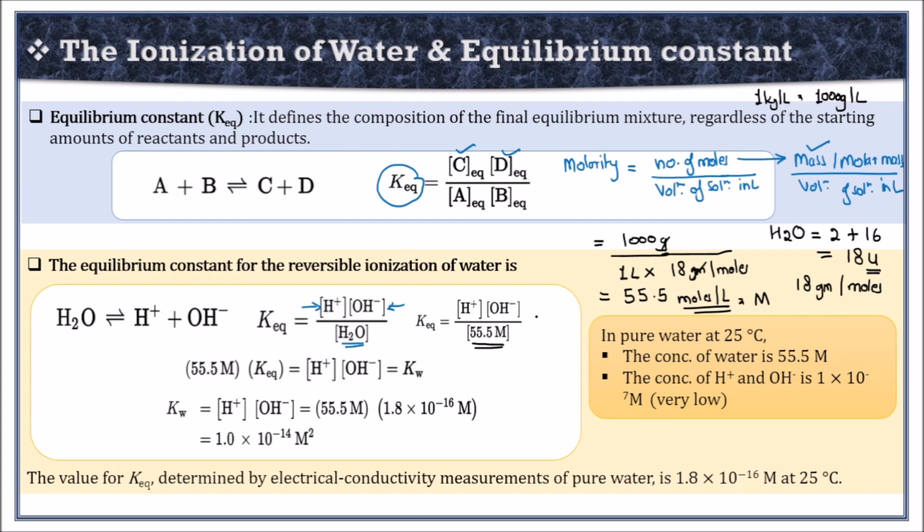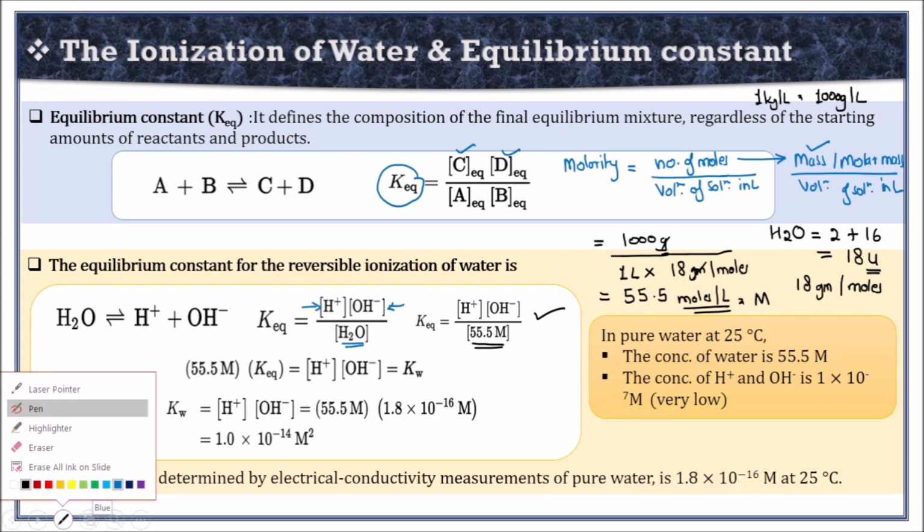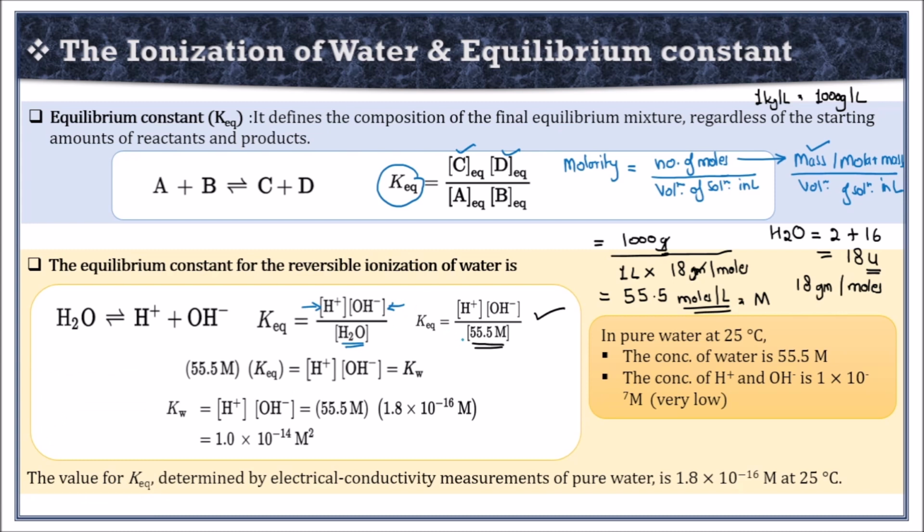Moving on, let me change the color of my pen. By taking this value over here and rearranging this equation, we get 55.5 molar times K equivalent equals the proton concentration times the hydroxide concentration, and this product we call Kw. So what is Kw? Kw is simply the ion product of water, and what are the ions? Proton and hydroxide. Now if we know the value of K equivalent, we can find the value of this product, that is, we can find out the value of Kw.